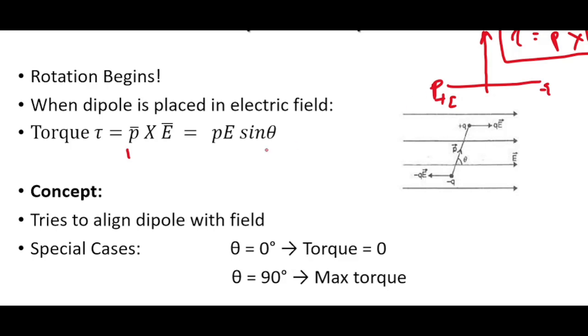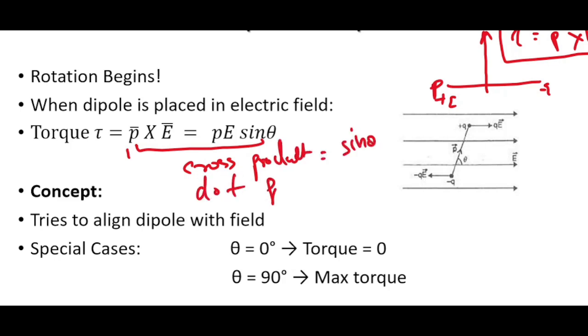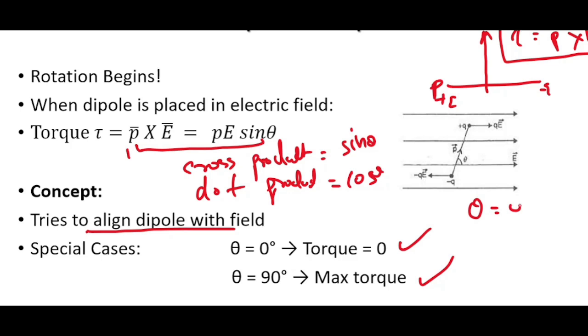The cross product forms sin theta, and the dot product is equal to cos theta. The concept is that the torque tries to align the dipole with the field. Special cases: when theta is equal to 0, torque is 0; when theta is equal to 90 degrees, torque is maximum. Because theta is 0 means sin 0, which is 0. Theta is 90 degrees means sin 90, which is 1. So here we have to understand this.